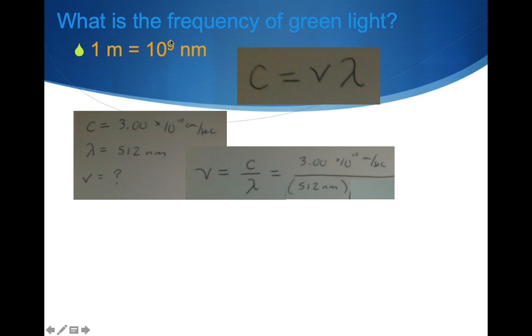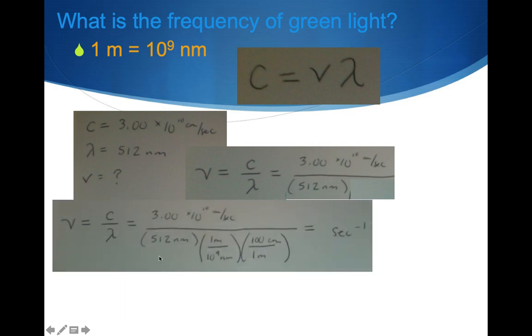Nanometers are really small. 10 to the ninth fit in 1 meter. Think of the length of a meter stick: 10 to the 9 nanometers fit into that. So what I can do is go from nanometers to meters and then meters to centimeters. That would work. So I'm going to set it up like this.